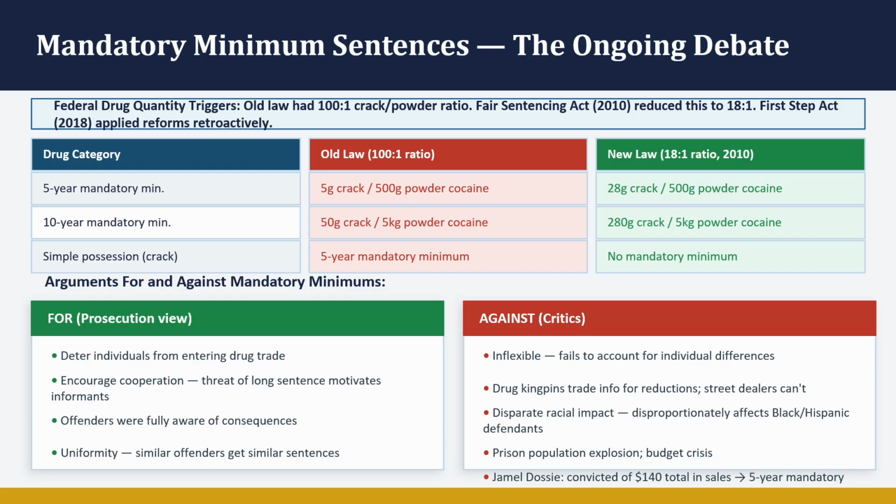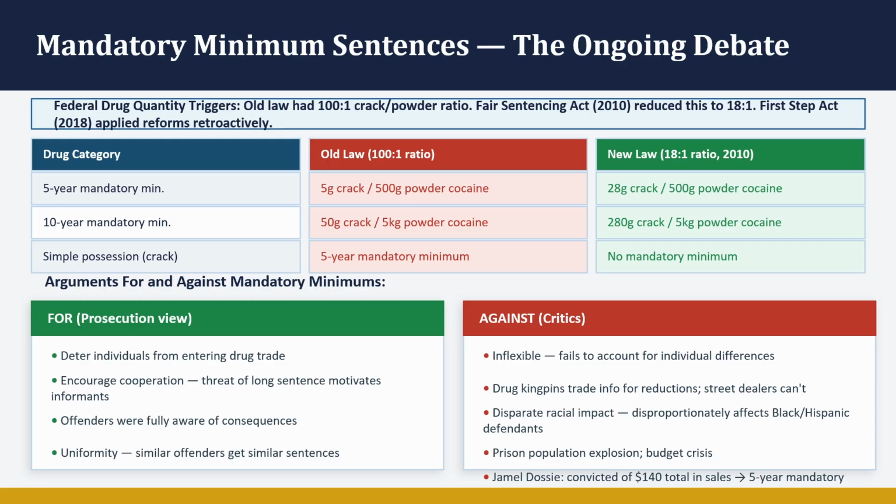Mandatory minimum drug sentences are one of the most controversial features of the modern American justice system. The mandatory minimum era in federal law began with the Anti-Drug Abuse Act of 1986. The act created the infamous 100-to-1 disparity between crack and powder cocaine. 5 grams of crack triggered the same 5-year mandatory minimum as 500 grams of powder cocaine.